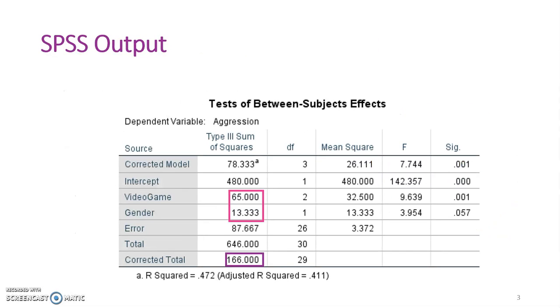Here is where we would find the information to calculate those component R squared values. As you can see, they're not printed out in these tests of between subjects effects. We would have to calculate them in this way by taking each predictor sum of squares and dividing it by that total.